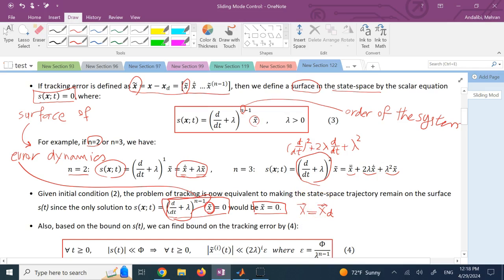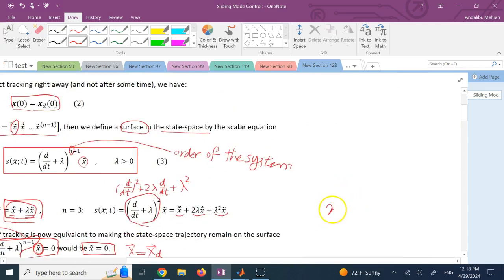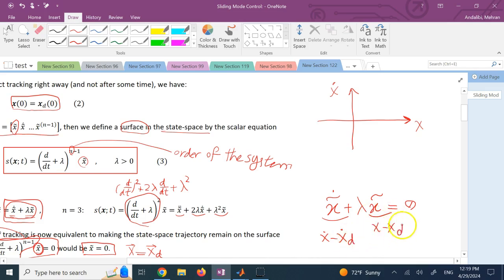Now, as I said, we call it a surface. So what does that mean? Well, let's look at a simple case of a 2D system, which is this one here, where S is x tilde dot plus lambda x tilde, okay? So if we set S to be equal to 0, let me write it. What does it mean in the state space? And in this system, the state space is what? Of course, x and x dot, correct? Because it's a second order system. So this is x dot minus x desired dot. This is x minus x desired.